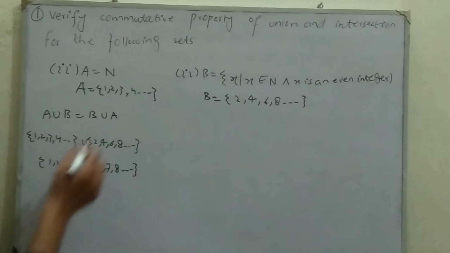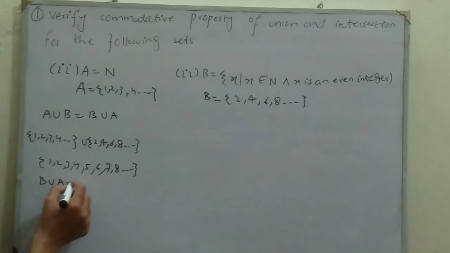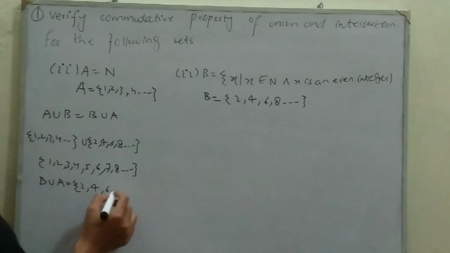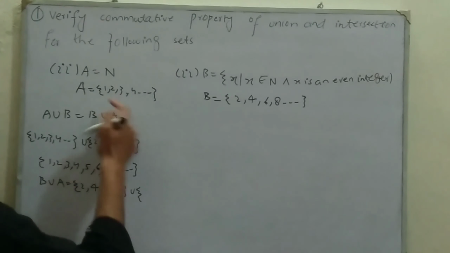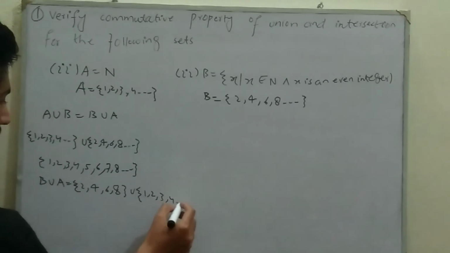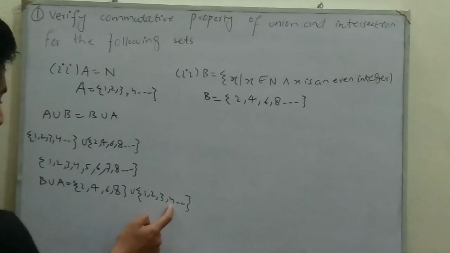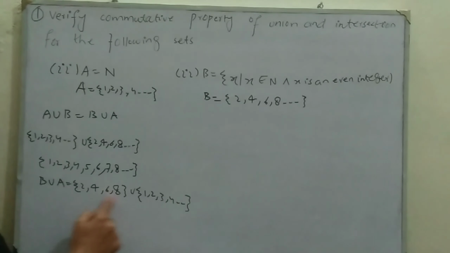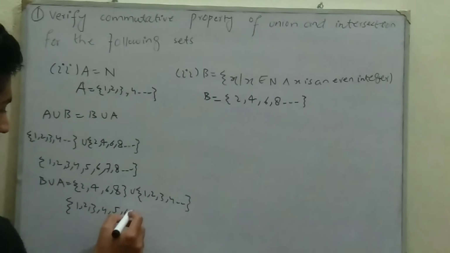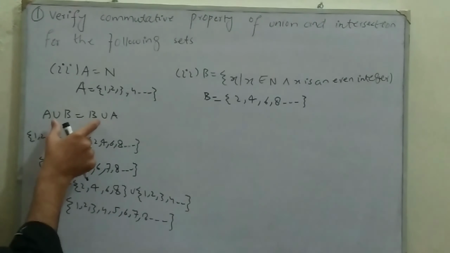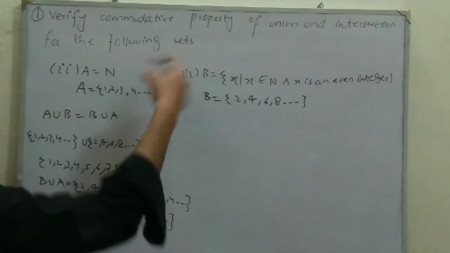Now we are going to find B union A for the following sets. B is 2, 4, 6, 8 union A. A is 1, 2, 3, 4 and goes on. Their union will be all those elements which participate in these two sets. So 1, 2, 3, 4 and here 5, 6, 7, 8. The result will be 1, 2, 3, 4, 5, 6, 7, 8 and goes on. So A union B and B union A are equal. It means that these two sets verify the commutative property.